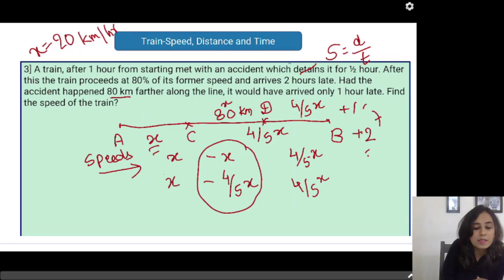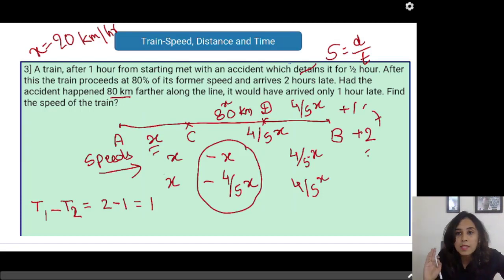So all we need to do is, let us assume that the first time is T1 and the second time is T2. So we have T1 minus T2, which is equal to 2 minus 1, which is equal to 1. Correct? T1 minus T2 is coming as 1, because 2 hours and 1 hour. So that 1 hour which it is saving in the second situation is because of the x speed. So I know speed equals distance upon time, so I have time equals distance upon speed.